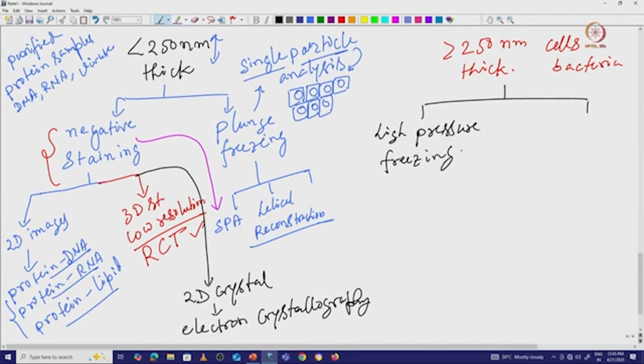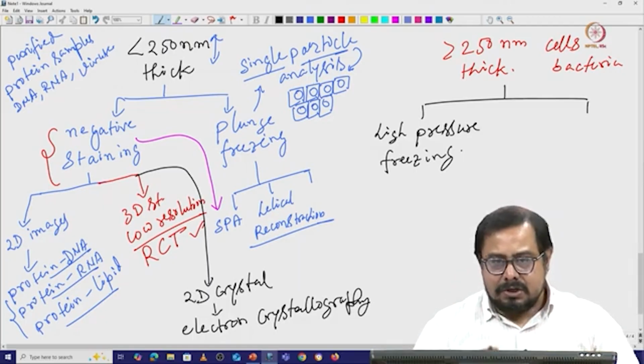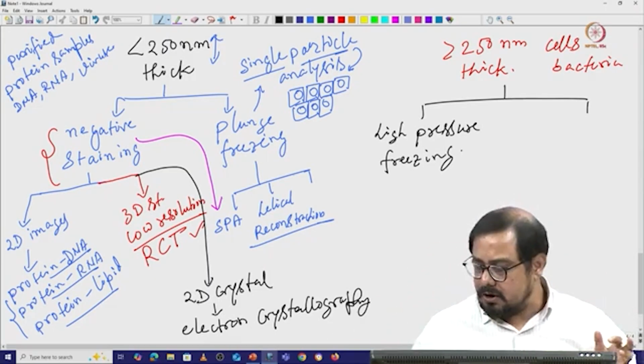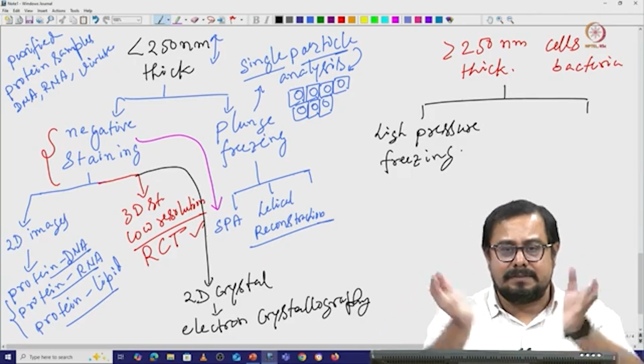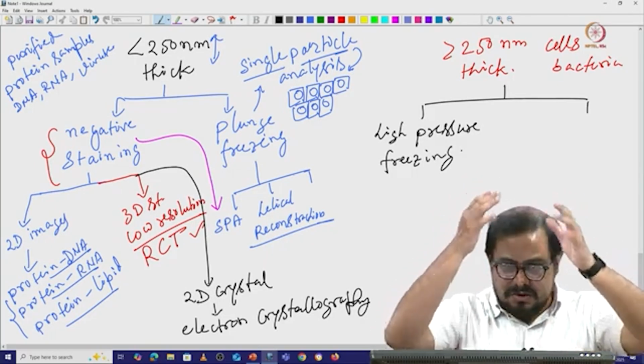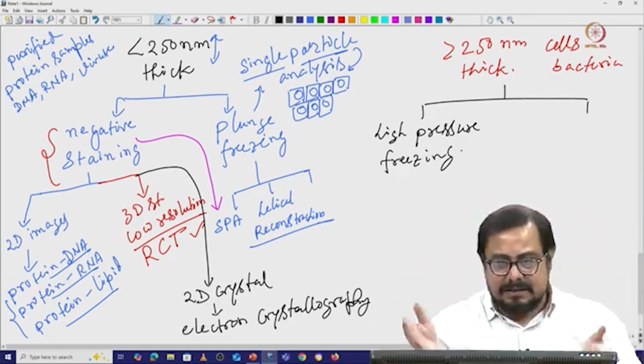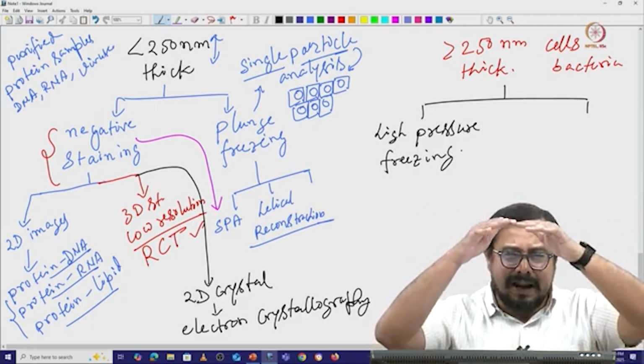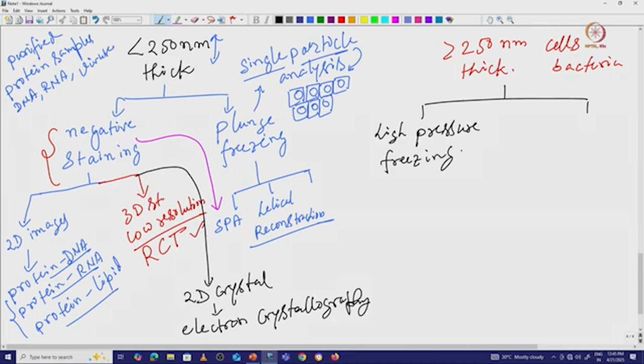High pressure freezing is very important here, because we are dealing with the entire cell or bacteria. Inside that cell or bacteria there is a lot of liquid material, and if we freeze the entire cell or bacteria, the inside will freeze very slowly, because overall the bacteria or cell is this big, and when you try to freeze it, the surface has a different temperature, and the inside has a different temperature.